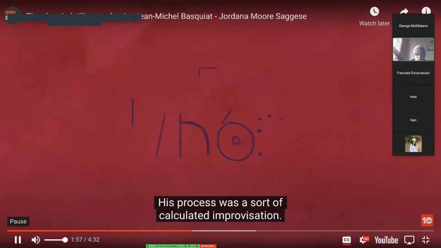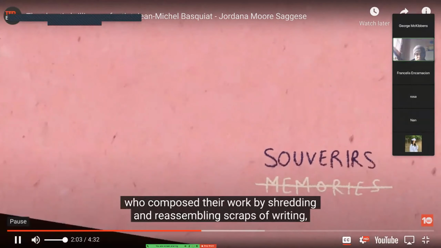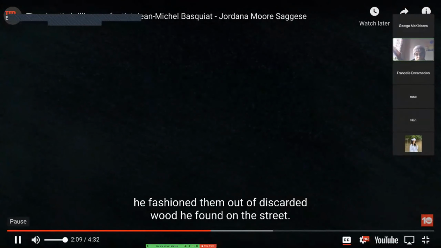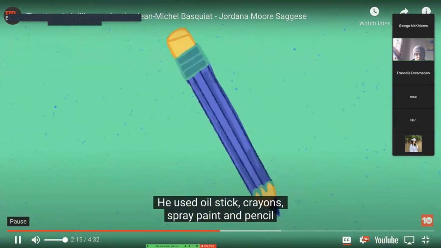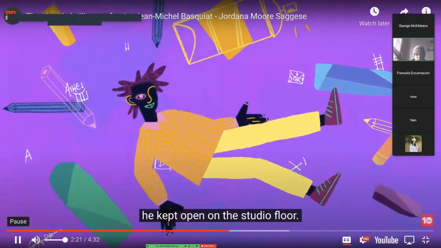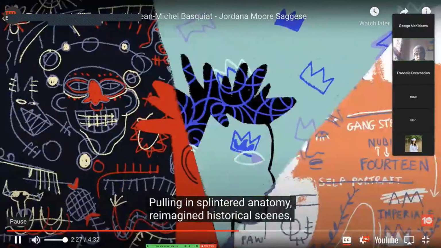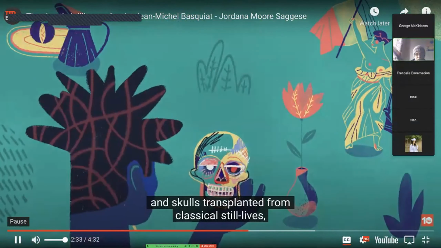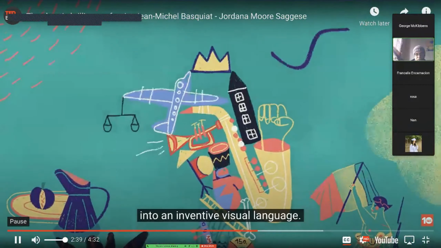His process was a sort of calculated improvisation. Like beat writers who composed their work by shredding and reassembling scraps of writing, Basquiat used similar cut-up techniques to remix his materials. When he couldn't afford canvases, he fashioned them out of discarded wood he found on the street. He used oil stick, crayons, spray paint, and pencil, and pulled quotes from the menus, comic books, and textbooks he kept open on his studio floor, often working on multiple projects at once. Pulling in splintered anatomy, reimagined historical scenes, and skulls transplanted from classical still lives, Basquiat repurposed both present-day experiences and art history into an inventive visual language.